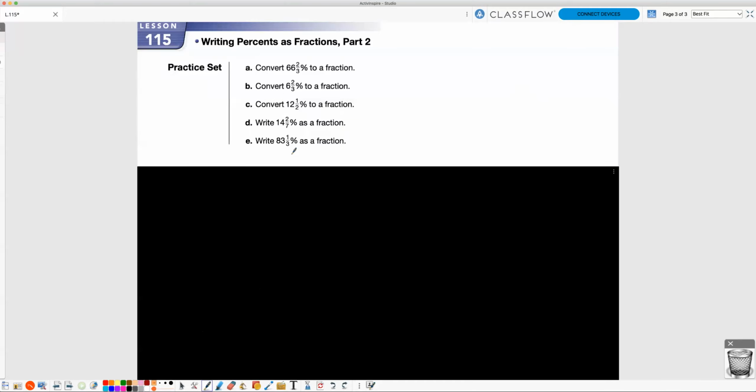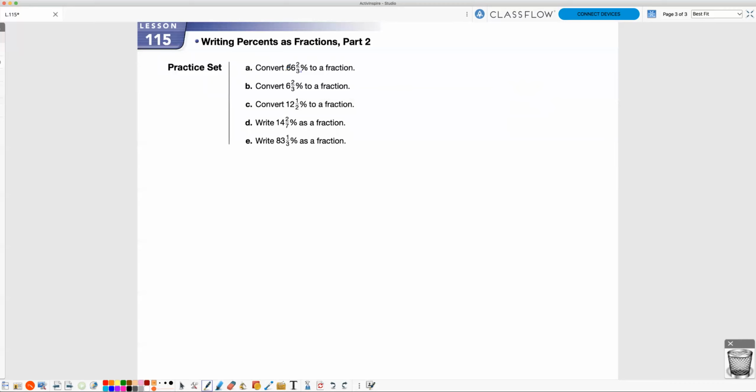All right, let's practice some of those. Let's see how we do. Let's start with letter A here. Convert 66 2/3% to a fraction. So for letter A, let me just put that down here. 66 2/3 divided by 100. That's all you need to remember. Then you can convert that into an improper fraction.